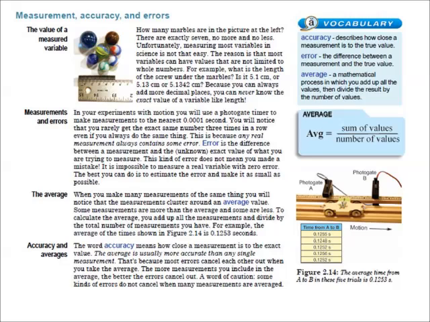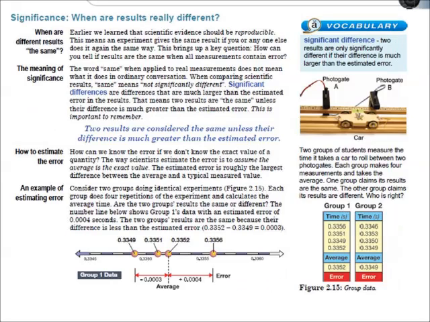When you make many measurements of the same thing, you will notice that the measurements cluster around an average value. Some measurements are more than the average and some are less. To calculate the average, you add up all the measurements and divide by the total number of measurements you have. For example, the average of times shown in figure 2.14 is 0.1253 seconds. The word accuracy means how close a measurement is to the exact value.